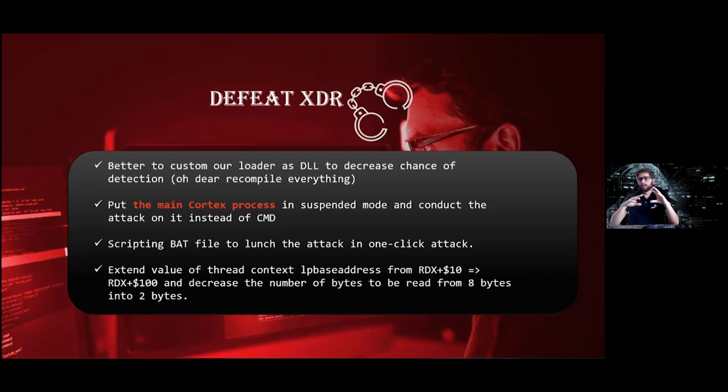This was followed by a little bit of modification to the code, especially for the thread context LP address. You can find the LP address in the MSDN API structure to read more about it. So what I have done is extend the value of the LP address from RDX for 64-bit, from 10 until RDX 100, and then decrease the number of bytes to be read from 8 bytes to 2 bytes. That's the process of decrypting and putting the binary in place, the final image to execute.